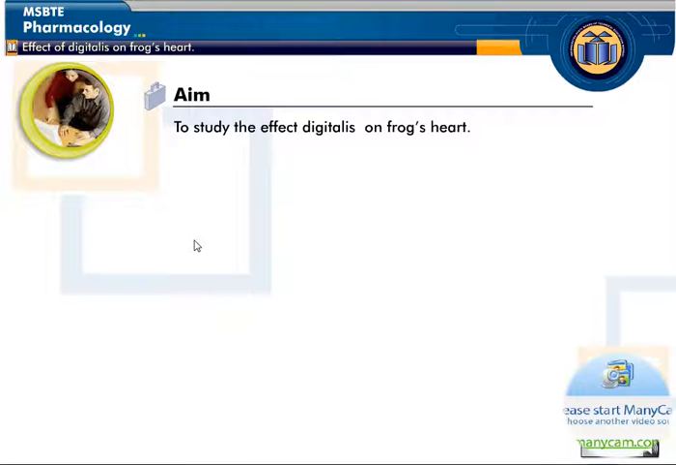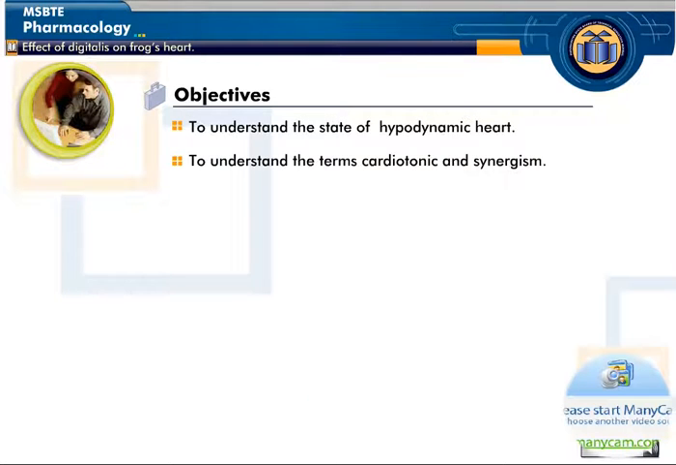Aim of this experiment is effect of Digitalis on frog's heart. Objectives of this experiment are to understand the state of hypodynamic heart, to understand the terms cardiotonic and synergism.